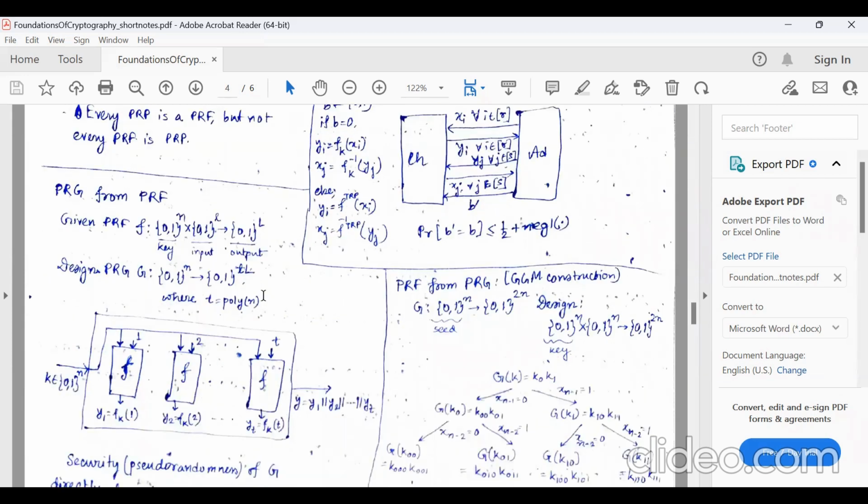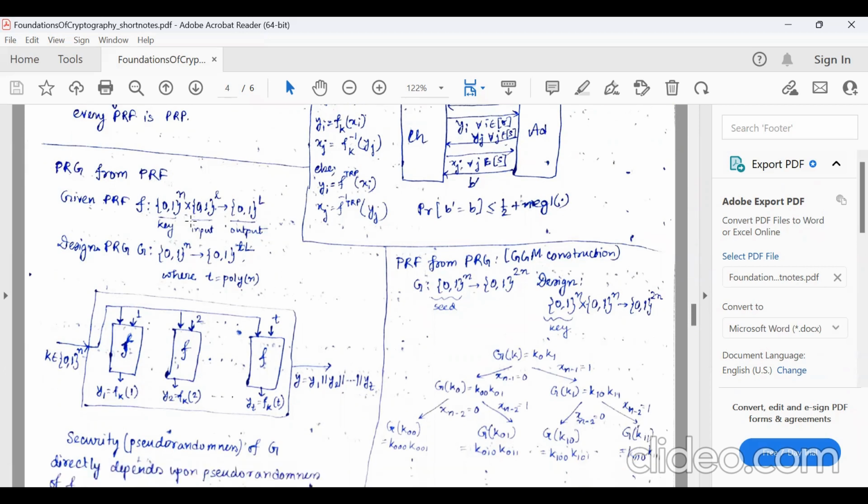Now, just for recapitulation, we will revisit how to construct a PRG from a PRF. You are given a PRF F, which takes as input a key of length small n and an input of small l length, and gives output of length capital L. You have to design a PRG which takes as input a seed of length small n and outputs some bit string of length small t times capital L, such that small t is a polynomial function of n. So basically, output with some polynomial expansion.